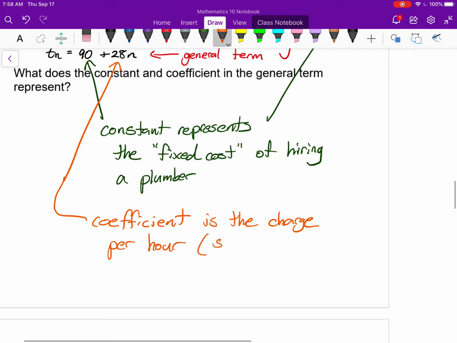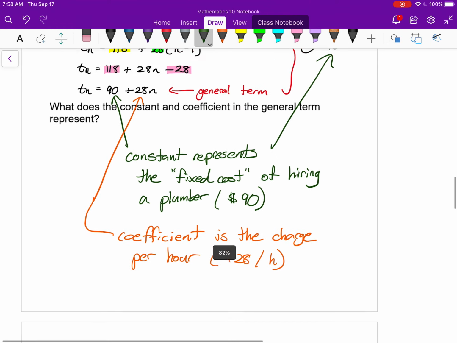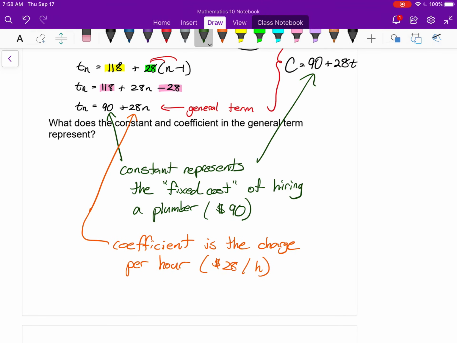So we have $28 per hour, which is actually far less than hiring a plumber would really cost, and the fixed cost is $90. And we can see that those numbers in the equation, that's what they meant here in this scenario. And we'll start to look at these sort of things a lot in the next chapter. So the last problem.